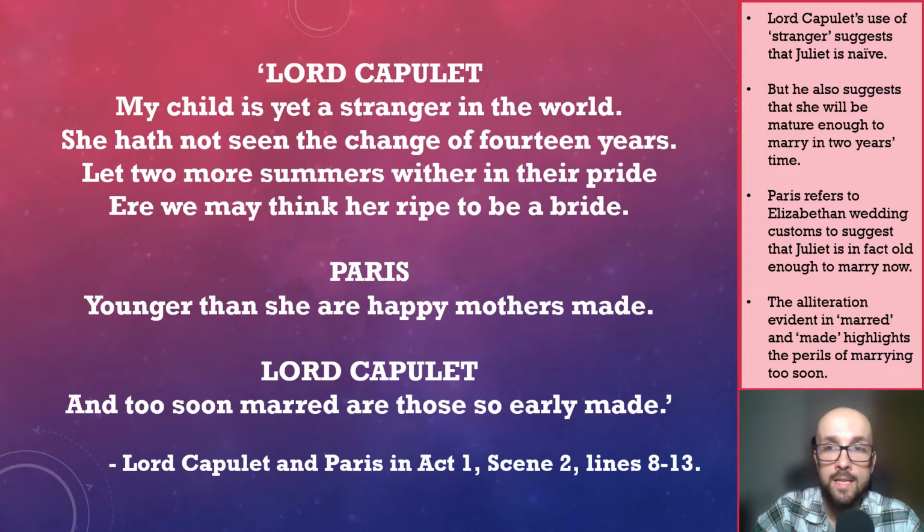Lord Capulet thinks that marrying Juliet off too early would ruin her, thus providing a warning of the perils of marrying too young. So, there you go. 4 different bits of analysis from 6 lines. I told you having such a long quotation in this video would be worth it.